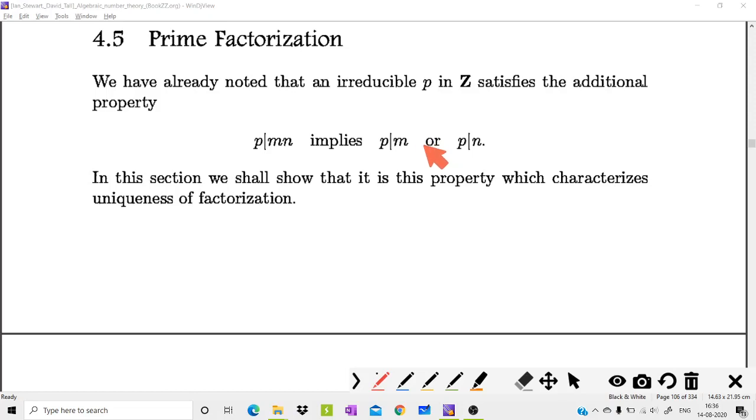So we adopt this definition to define a prime element, an abstract element. It is a prime if x divides mn implies either x divides m or x divides n. We use the same definition for a prime element of an integral domain.